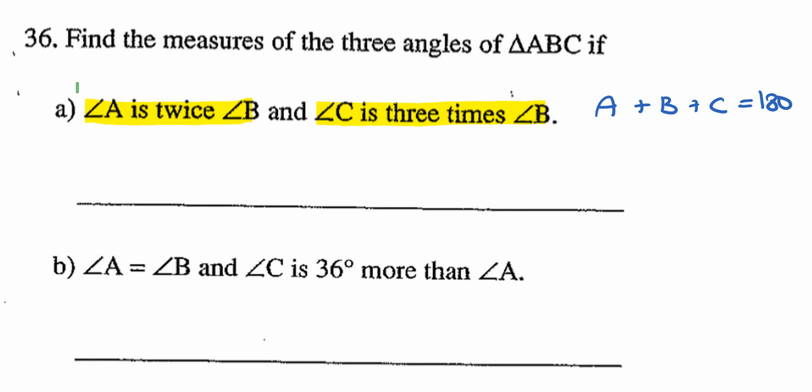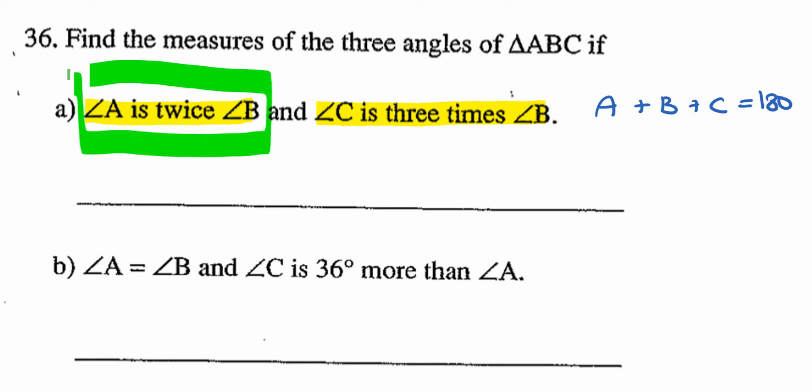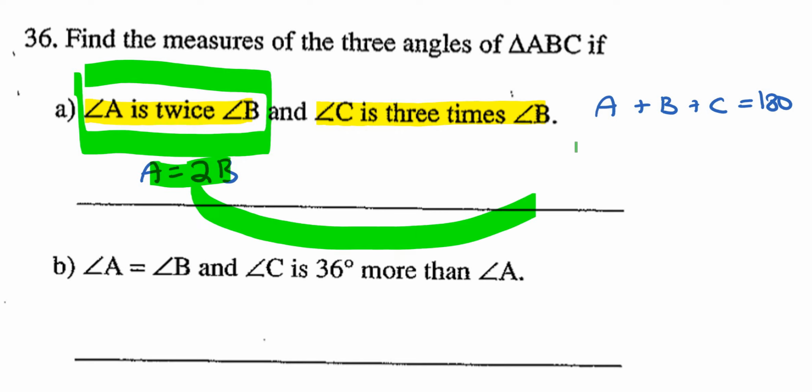Okay, let's take a look at this line right here. I know angle A is twice angle B. So angle A is going to be double angle B. So the way I'm going to use that idea is I'm going to take this idea here and move it over here. So this A now, instead of writing A, I'm going to replace that with 2B because angle A is twice angle B. So I'm going to erase that and replace it with just 2B.